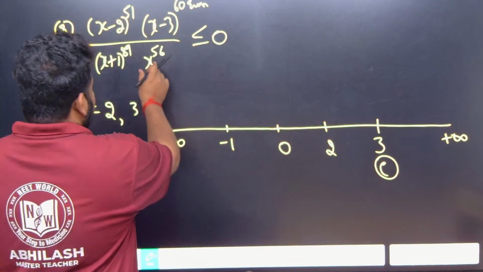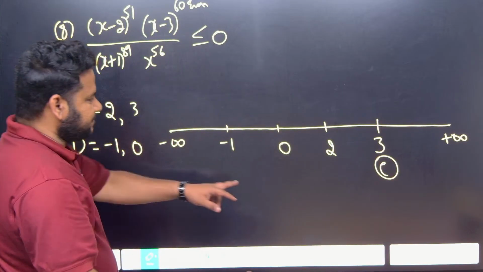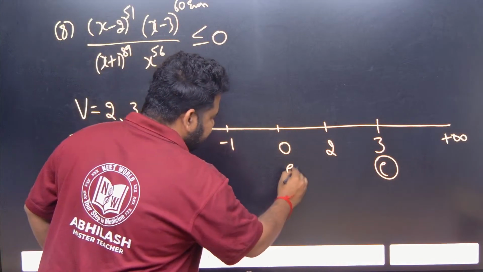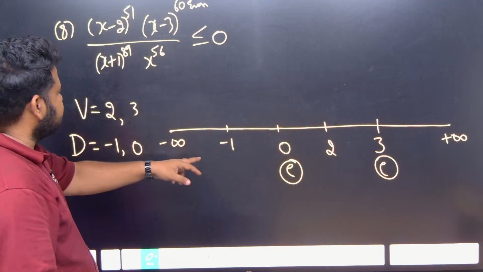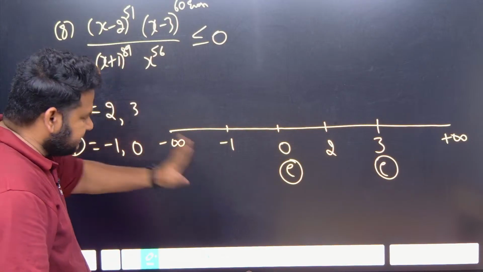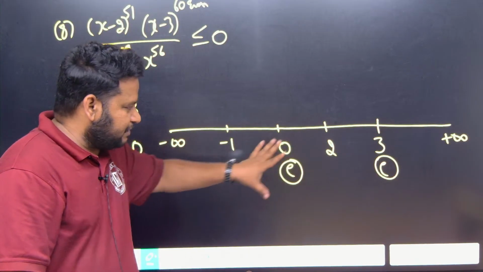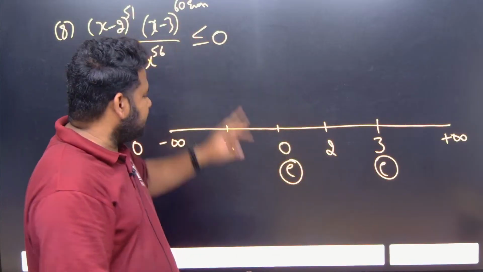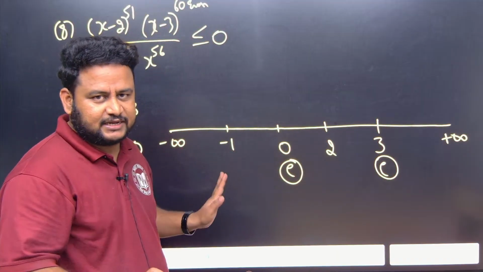Now x to the power of 56. 0 is coming because of x to the power of 56. 56 is even, so below this also write even. Minus 1 is coming because of x plus 1 to the power of 89. 89 is odd, so leave it as it is. Now carefully observe. First I wrote down the values. Below those values, which have even powers? 3 has an even power and 0 also has an even power. That is why I wrote E here. For odd values, no need to write anything, keep it as it is.